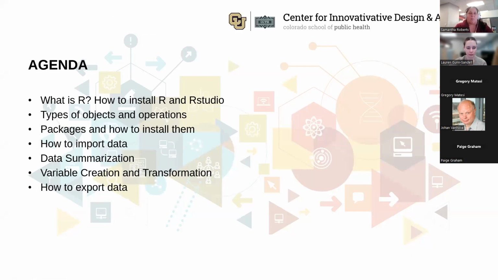So our agenda today, we're going to talk about what is R and then how to install R and RStudio. Then we're going to discuss the types of objects and operations in R. We are going to discuss the importance of coding and some tips and tricks on how to code. We're going to talk about packages and how to install them. Those are important aspects to R. I'm going to show you how to import data, how to conduct some data summarization, as well as variable creation and transformation, and then how to create and export a clean data set.